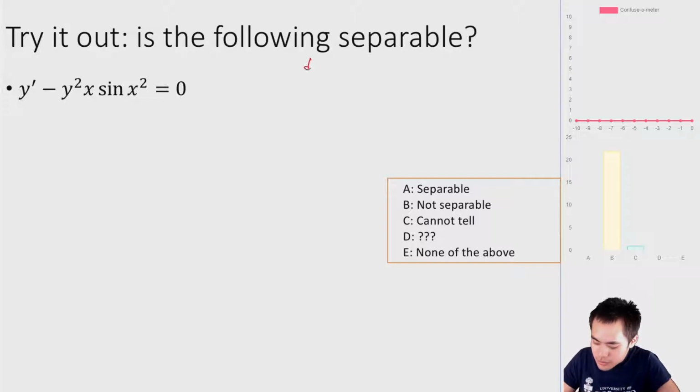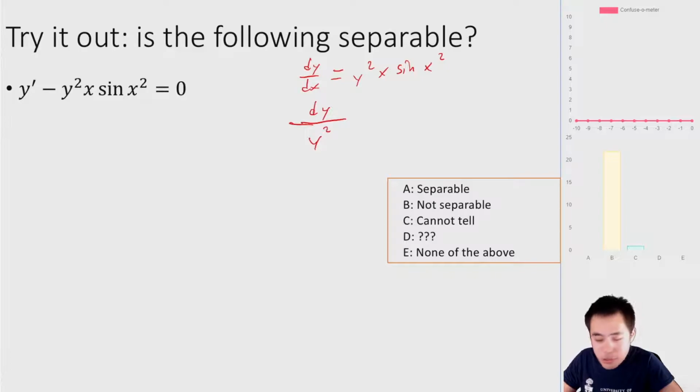So we rewrite this. dy/dx is equal to... I'm going to rewrite this by adding y squared x sine x squared to both sides. And then I'm going to multiply both sides by dx, and divide both sides by y squared. So dy over y squared is equal to x sine x squared dx. So this is, in fact, separable.